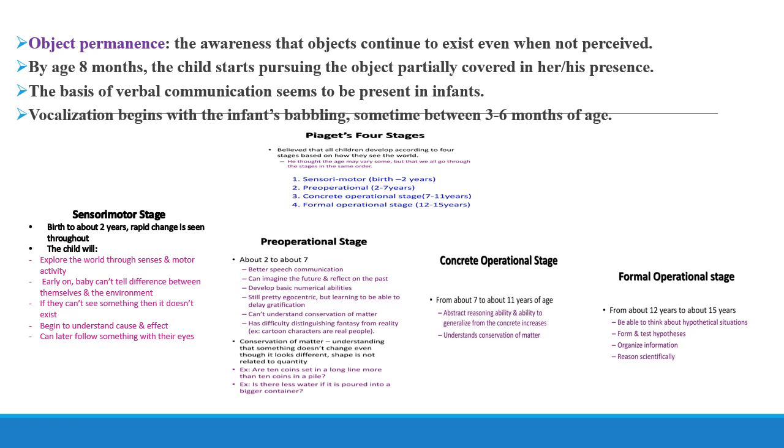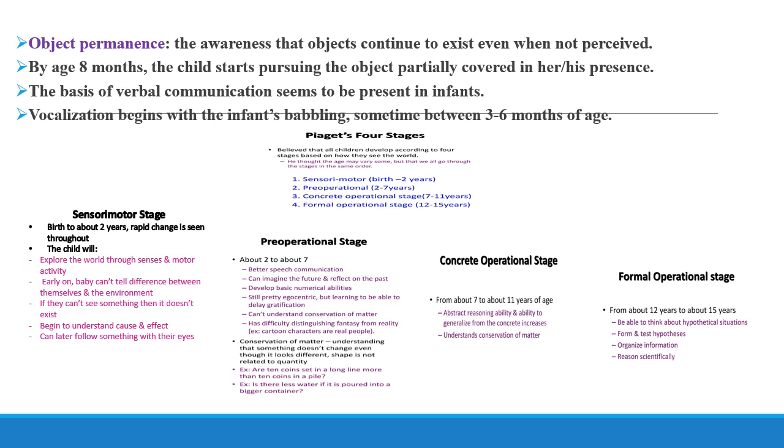If we talk about the sensory motor stage, according to Piaget, it is from birth to about 2 years. Between these years, rapid change is seen throughout. At this stage, the child will explore the world through senses and motor activity. The child will use as much as possible the sensory organs: the eyes, the ears, the olfactory and gustatory senses, that is touch, smell and taste. Then motor activity will be there. From these things they will try to explore the world. Every time something comes to the hand of the newborn, everything will go to the mouth, because the child wants to taste it, whether there is taste or not.